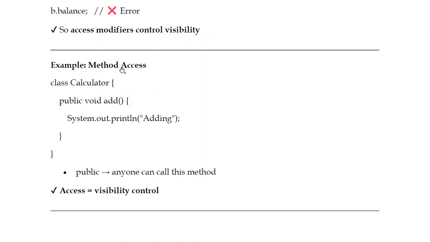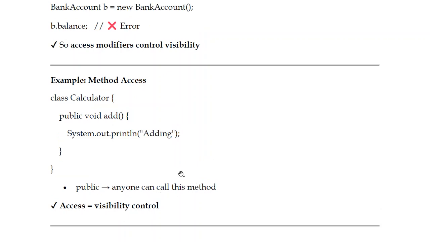That is what you are clearly mentioning. For example, for method access, I'm giving the public access modifier, so anyone can call this method. That is about visibility control. That is, access equals visibility control. You can access it, and then to whom it is visible, that is the important thing.